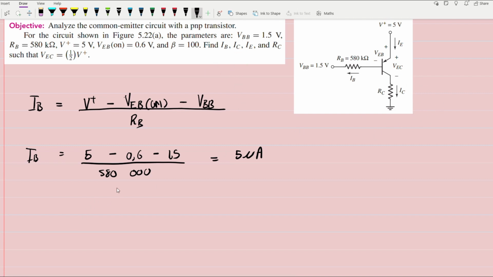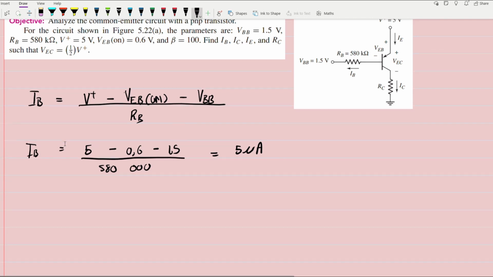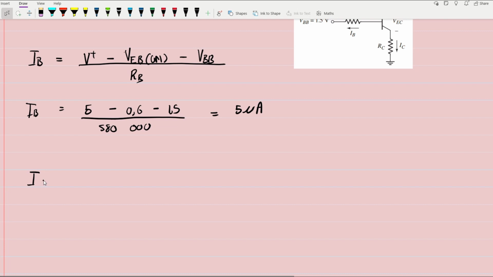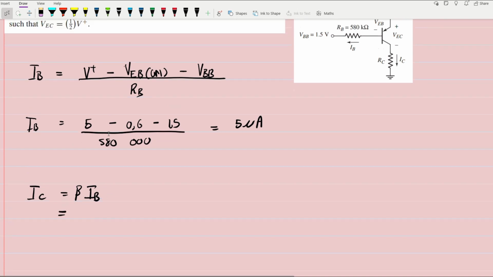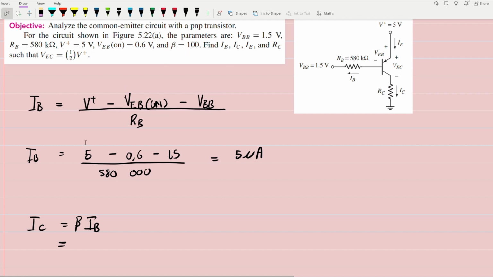Moving on, we have to find IC. There it is, IC. To find IC, we use this formula: IC is equal to beta multiplied by IB. We have this value right here, which is 100, and IB is 5 microamperes. So we have 5 multiplied by 10 to the power of negative 6, and that is equal to 0.5 milliamperes.